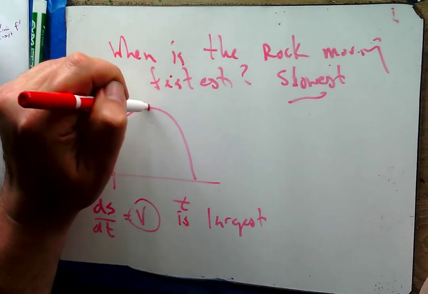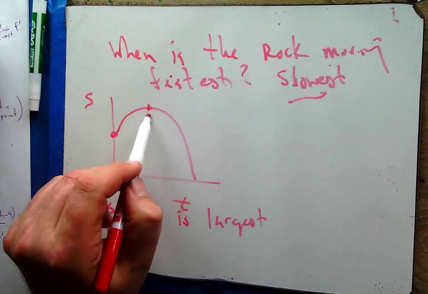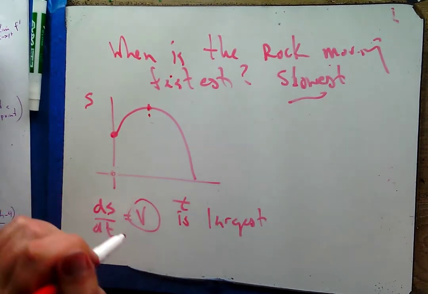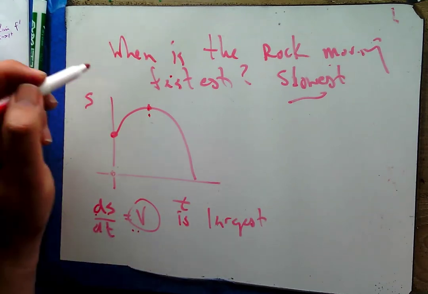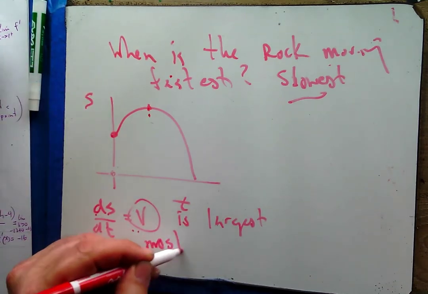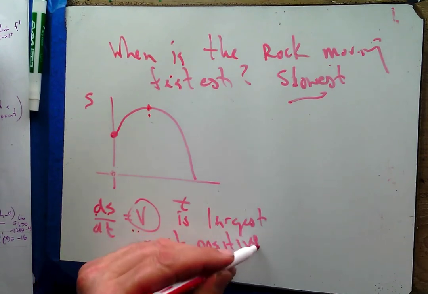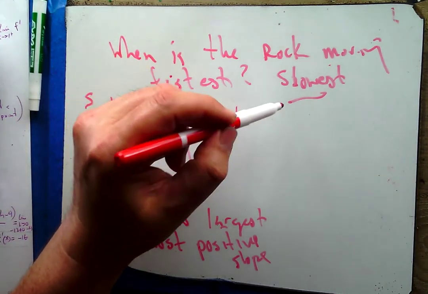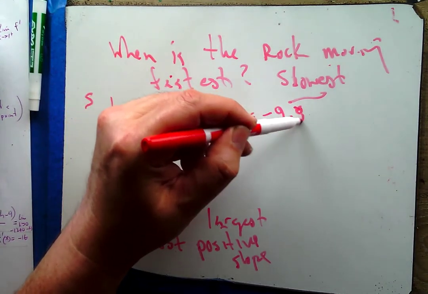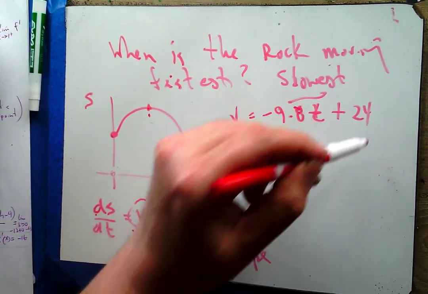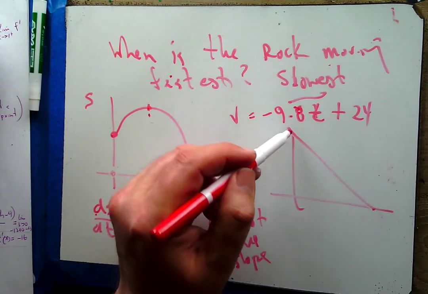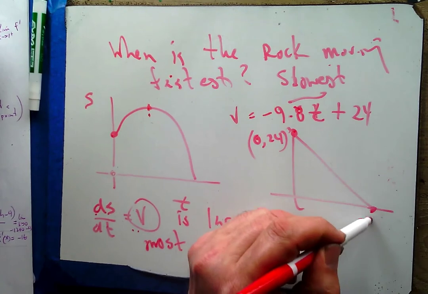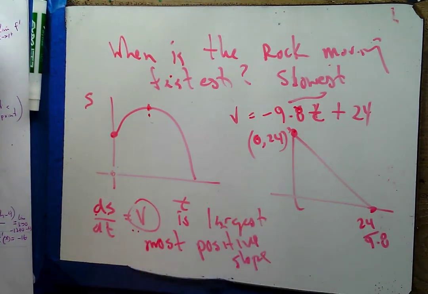Okay, so not here. That's when height or position has a maximum. I want to know when velocity has a maximum. Well, velocity being slope, I'm looking for the most positive slope. And if we think about our v function, remember v was negative 9.8t plus 24. That function looks like this. So 0, 24, and over here we have 24 over 9.8. This is our velocity graph.